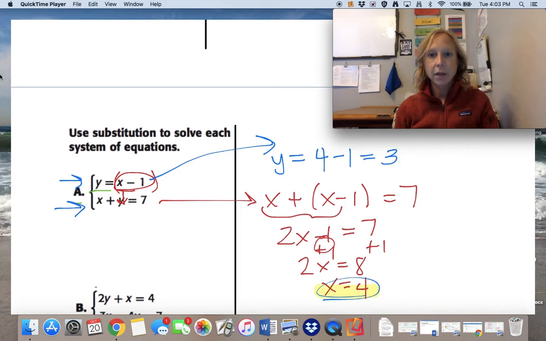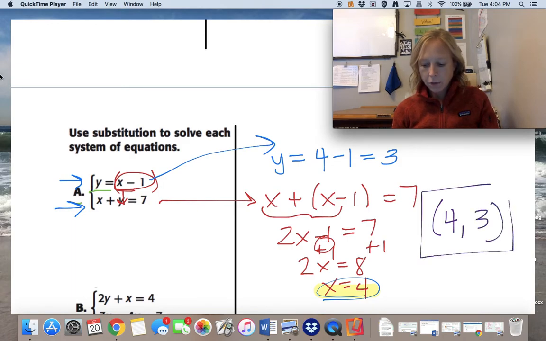What I did now is I showed all of my work. Now I need to give the answer. The answer is the ordered pair (4, 3). All of your solutions should be an ordered pair and should look like the answer that I boxed on the right.